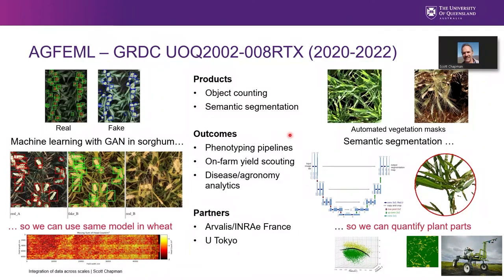The other project that I'm looking at is the AGFEML, the Ag Feature Extraction Machine Learning, a bit of an awkward title, but this is the project we've been doing in conjunction with Arvalis, INRA and HiFen to some extent, and the University of Tokyo. And our focus has mostly been on looking at head counting and sorghum, but we've also been looking at using that in wheat. And I think that Benoit would have talked about semantic segmentation yesterday, which, you know, all of that work was done with the Arvalis team. And we're looking to see if we can leverage some of that for the same types of outcomes that Arvalis are looking for in France.